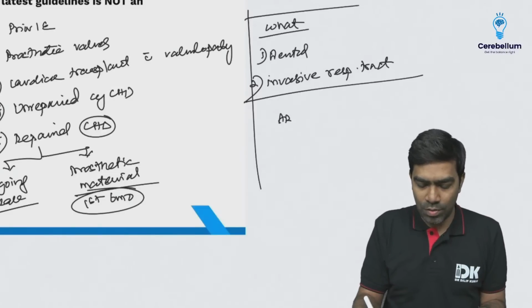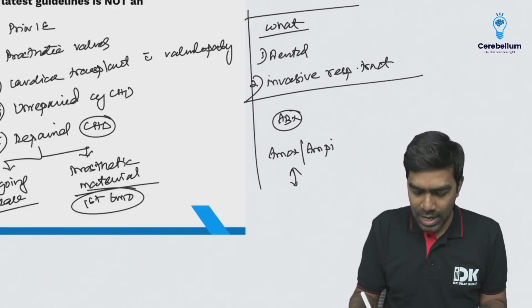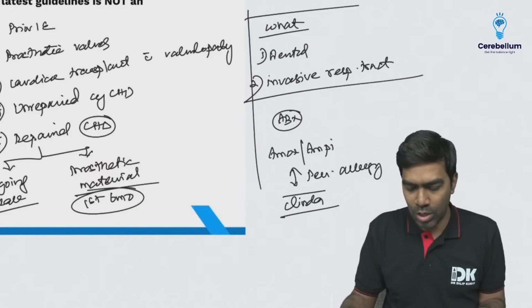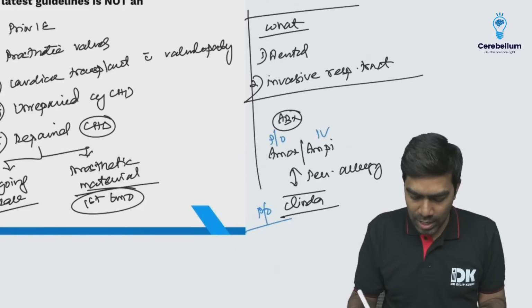And what antibiotics will you use? You can use either amoxicillin or ampicillin according to the guidelines. Or if the patient is allergic to penicillin, then you can use clindamycin because it's available both oral and IV. Amoxicillin is an oral drug, ampicillin is an IV drug, and clindamycin is available both oral as well as IV.